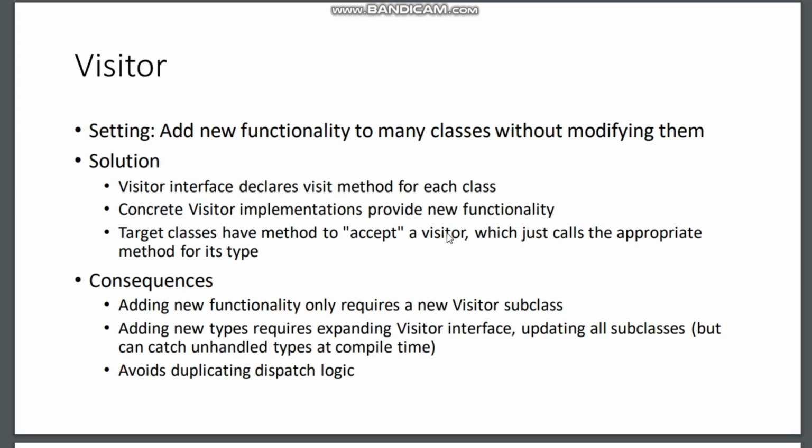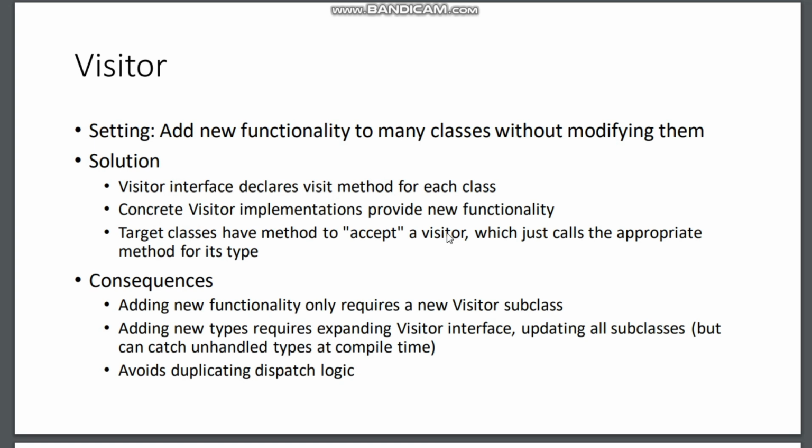This is an example. Now we have visitor pattern. The visitor pattern helps add new functionality to existing classes without modifying them. This is achieved by creating a visitor interface that defines methods for each type of class. Classes then accept visitors, delegating the new functionality to them.